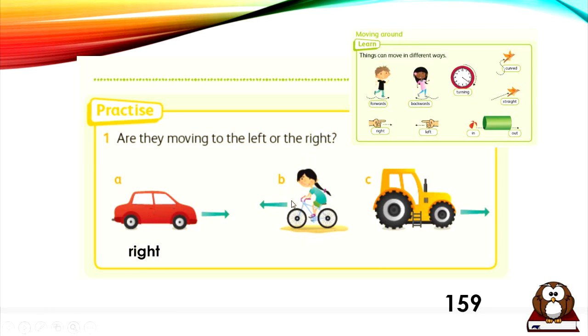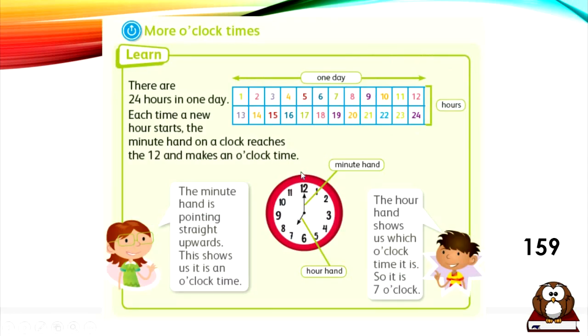B. Look at this picture. Is she moving to the left or to the right? You can look at here, okay, in order to help you. So the answer is left. Well done. C. Look at this arrow. Is it to the left or to the right? Right, well done, good job.